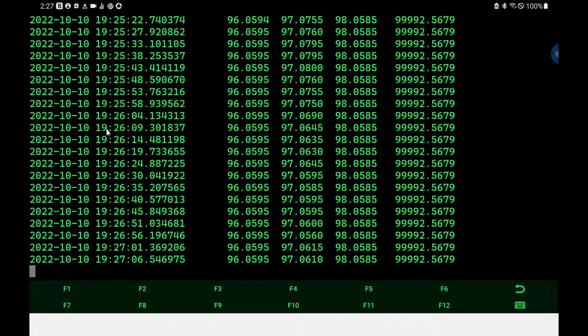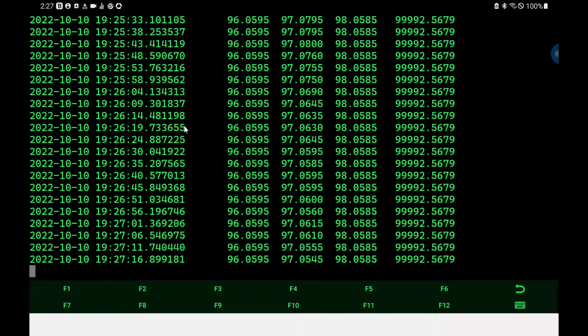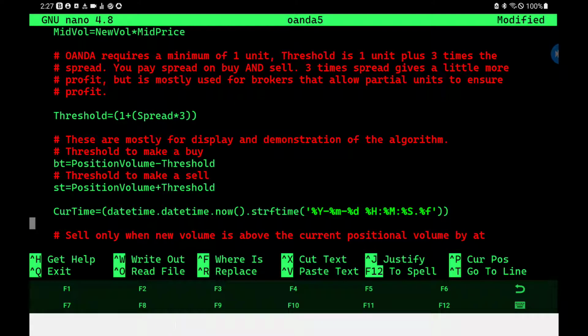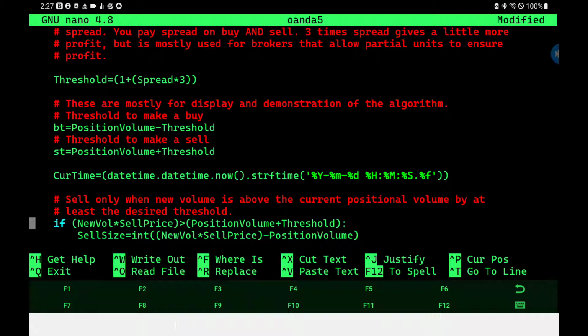And this is what it looks like. Nice, easy to read numbers. Year, month, day, hour, minute, second, and millisecond. Now you don't have to print the millisecond, but I like to for automated trading because the computer can move so quickly, you need to have accurate timing. Okay, first thing we do, we check the sell.